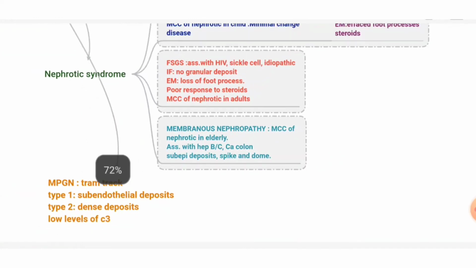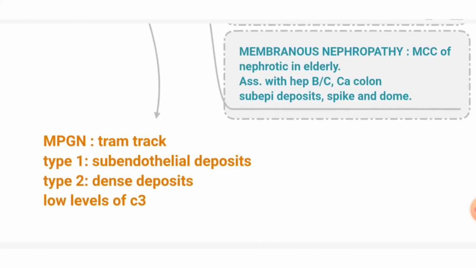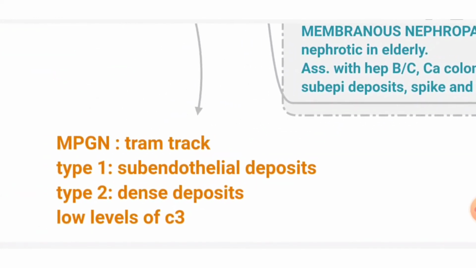Now let's talk about MPGN, that is membranoproliferative glomerulonephritis. It has 2 types, type 1 and type 2. Type 1 is subendothelial deposits and type 2 is dense deposits, and it has low levels of C3.